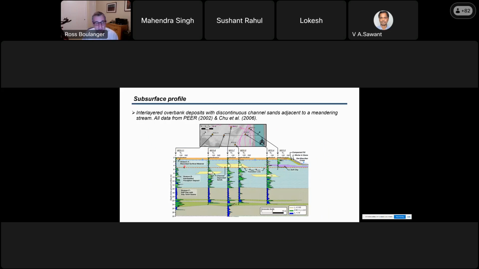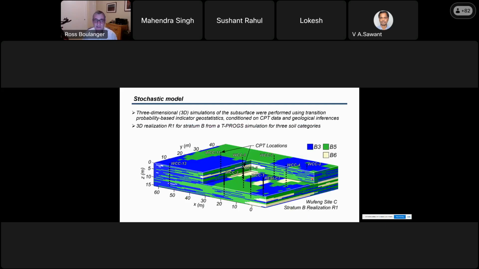The upper unit, the upper 5 meters, is slightly younger, and it has slightly lower strengths and densities than the same lithological features in the lower part of the unit. So we generate stochastic models for these. In this case, we did 3-dimensional ones. And the point I wanted to make here is we have a lot of CPT data from Daniel Chu and Stewart's work, but it's still not enough to constrain the stochastic models.